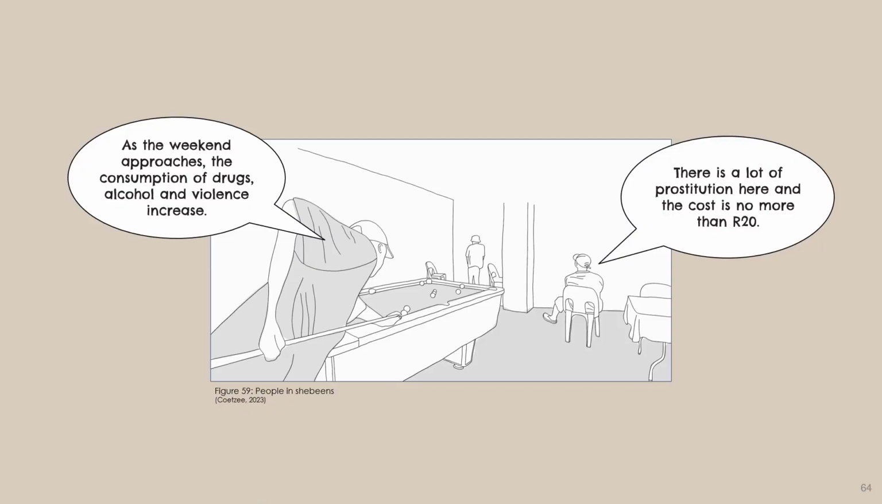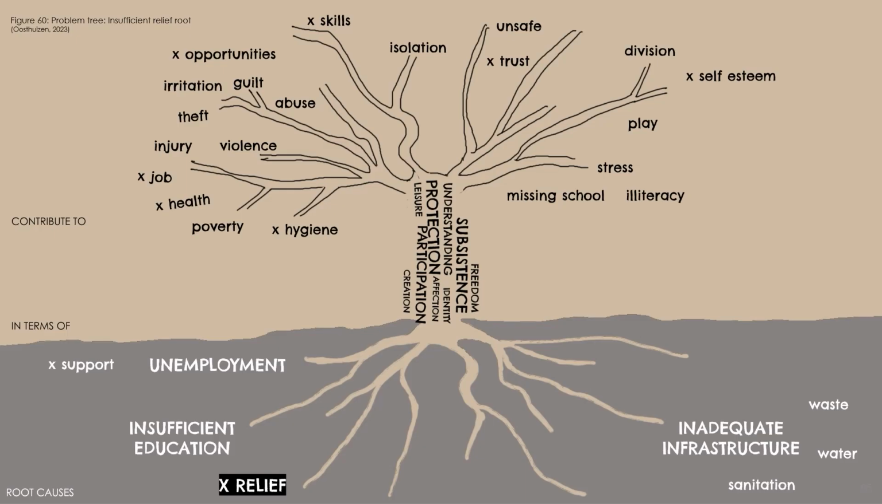We heard testimonies that the number of people in shebeens increases over weekends. With that, the consumption of drugs and alcohol also increases. There is violence, and sometimes men fight over the prostitutes, who charge a mere 20 rand. In the attempt to find relief from their living conditions, people turn to what Max-Neef termed pseudo-satisfiers, which stimulate a false sensation of satisfying a given need. Prostitution is a pseudo-satisfier for affection, and the abuse of substances is a pseudo-satisfier for leisure.